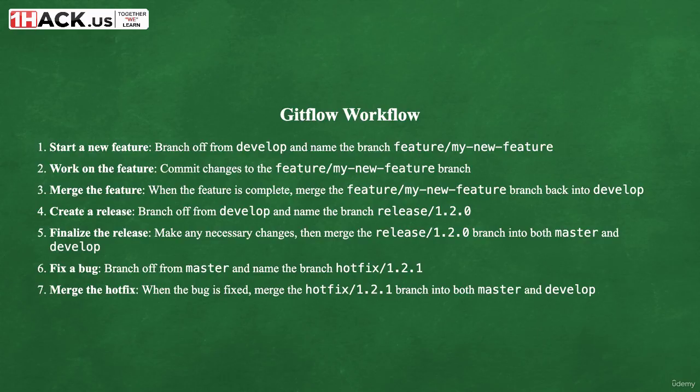The Gitflow workflow follows a specific set of steps to manage the development and release of software projects. 1. Start a new feature. When you need to develop a new feature, you'll branch off from the develop branch and name the new branch Features My New Feature. This keeps your feature development isolated from the main development branch.